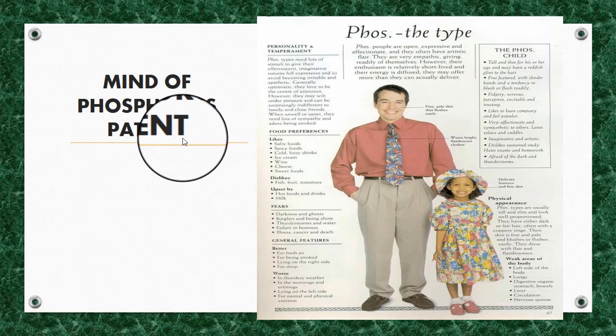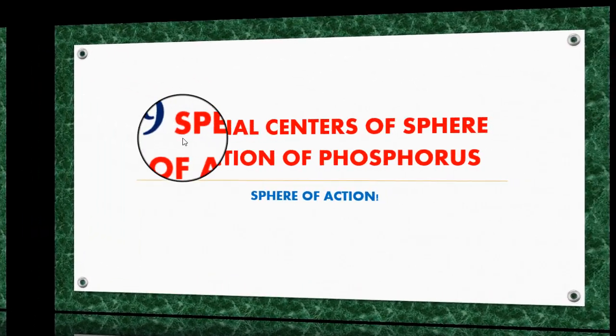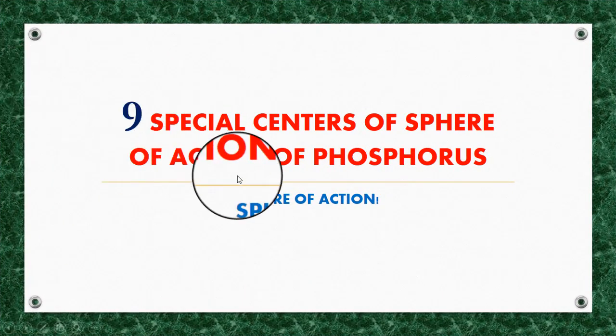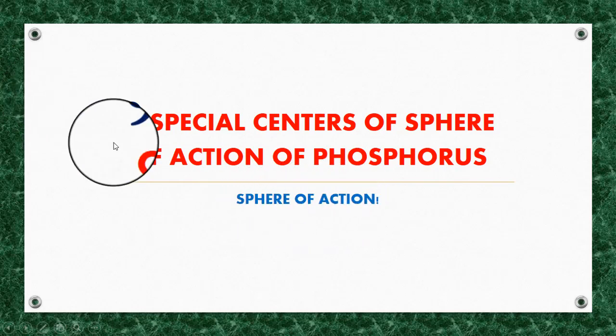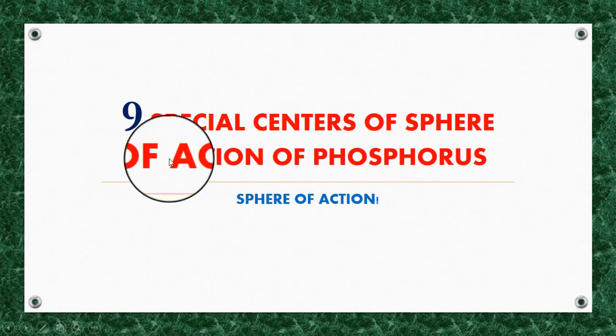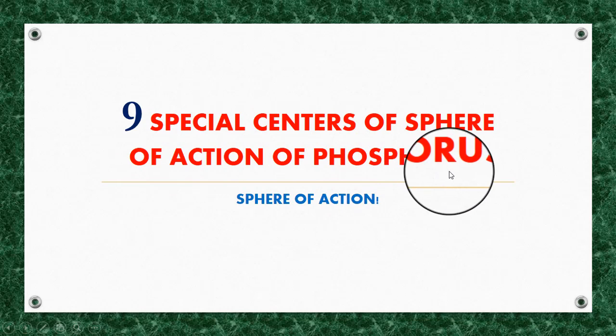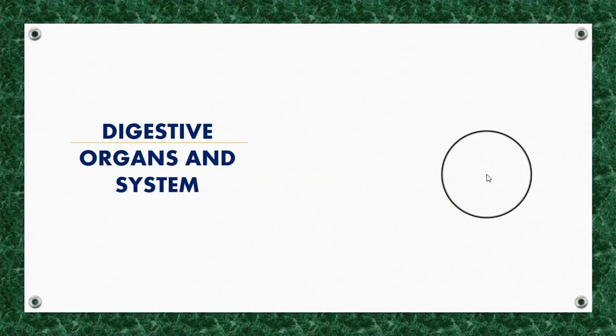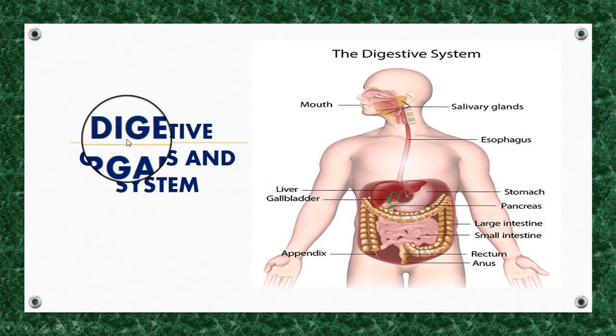Now next we will discuss a very basic topic of this video, that is, what the 9 special centers of sphere of action of phosphorus on the human body are. Now one by one we will discuss those centers. So let's start. The first center of sphere of action of phosphorus is on the gastrointestinal canal.